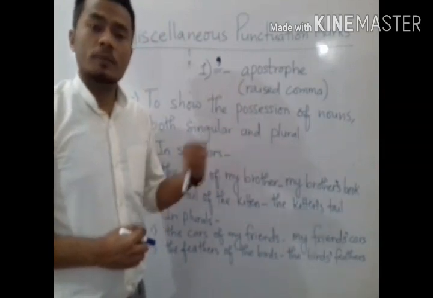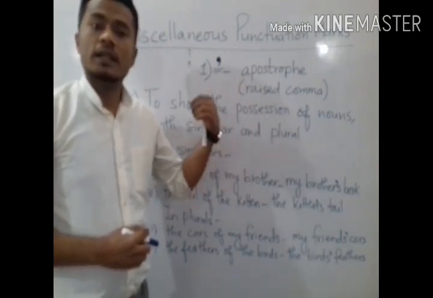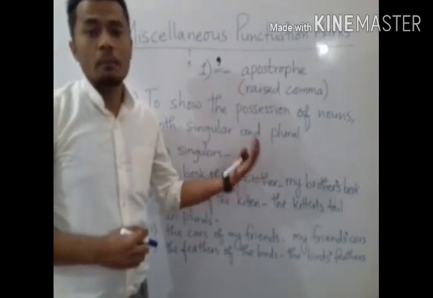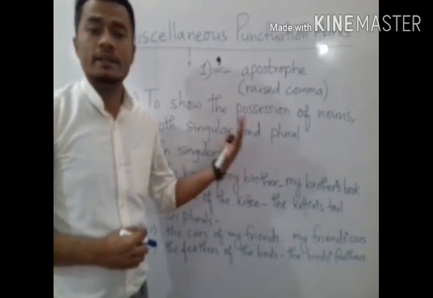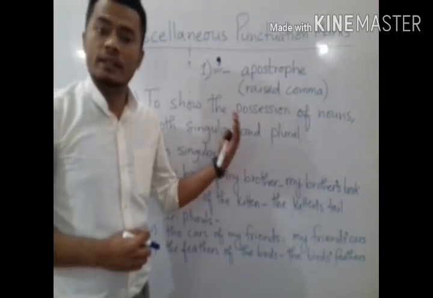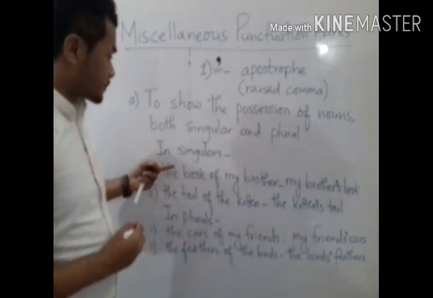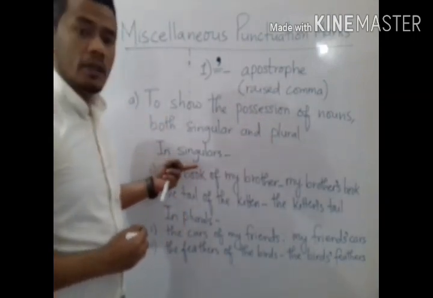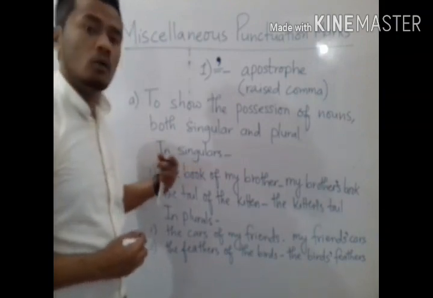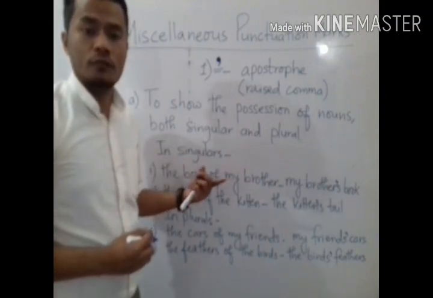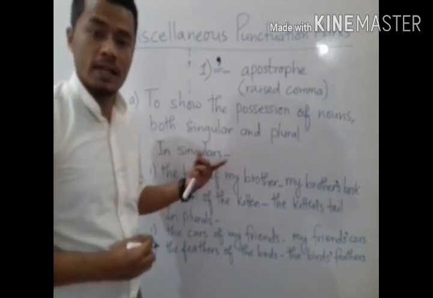Apostrophe is used to show the position of nouns that are both singular and plural, but how they are used with these singular and plural nouns is different. So let us see some examples. In singular, how do we use apostrophe to show the position if the nouns are singular?